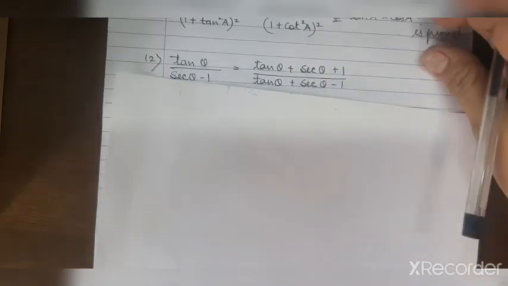Now after doing the 10th one, the 11th one is for homework. And now we are going to study the 12th one. Again here we have to prove LHS equal to RHS. Here what is given is tan theta upon sec theta minus 1 is equal to tan theta plus sec theta plus 1 upon tan theta plus sec theta minus 1.